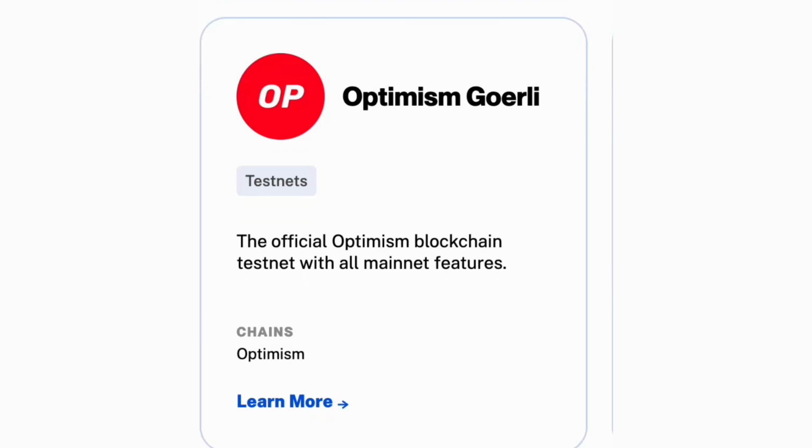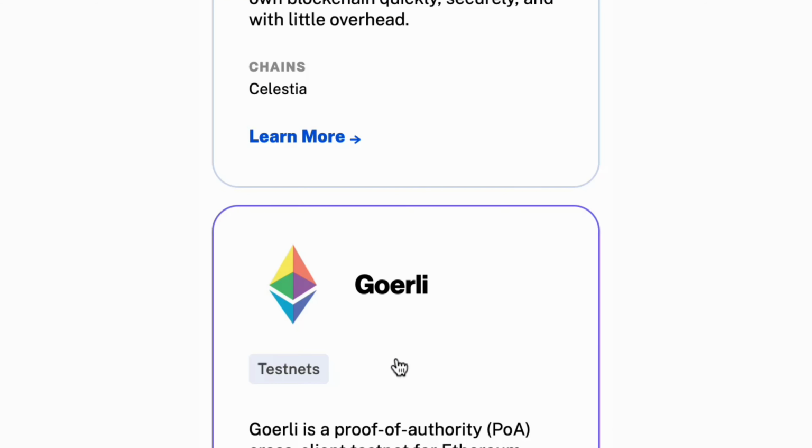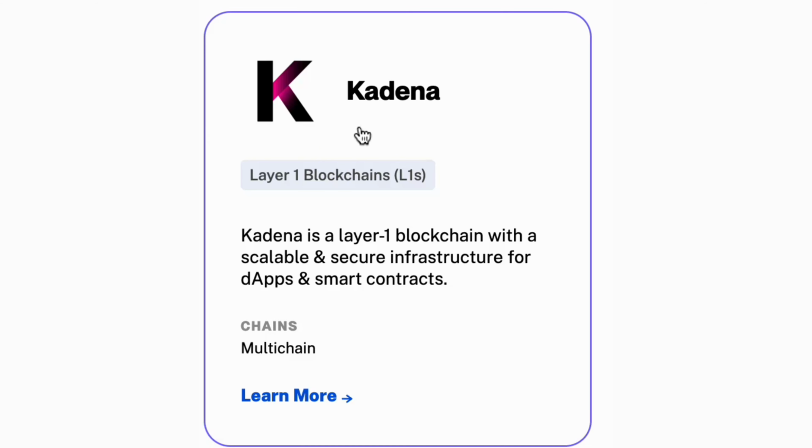After that we have this Optimism Goerli. Again, it follows the Optimism chain network, not any other. Then we have the Goerli. It follows the Ethereum chain network. And we have the Kanda. Again, it's also a test network which follows the multi-chain network, so you can easily connect with multiple chains.